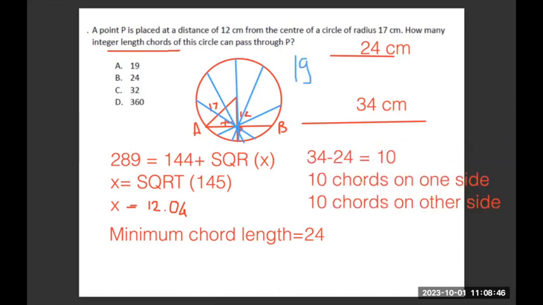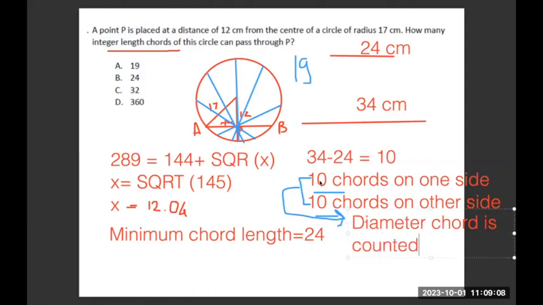So 19 chords, because there will be 10 chords on one side, 10 chords on the other side. And then in both the cases, I have counted the diameter twice. Diameter chord is counted. I'm just writing this. Hence, from 20, I will subtract one diameter chord. That's where 19 will come. It's very simple, actually. So answer option A will be the correct one in this case.